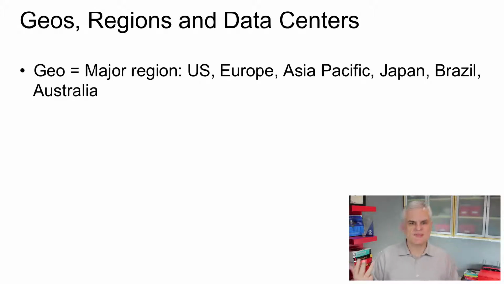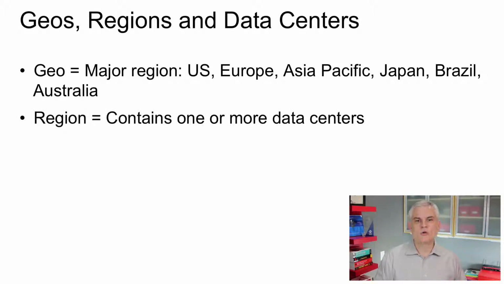I'm not sure, but I think they have changed the name of that to Southeast Asia. I'm not really clear on that. Another geo is Brazil, and then the newest one I think is Australia. So each geo can contain one or more regions.